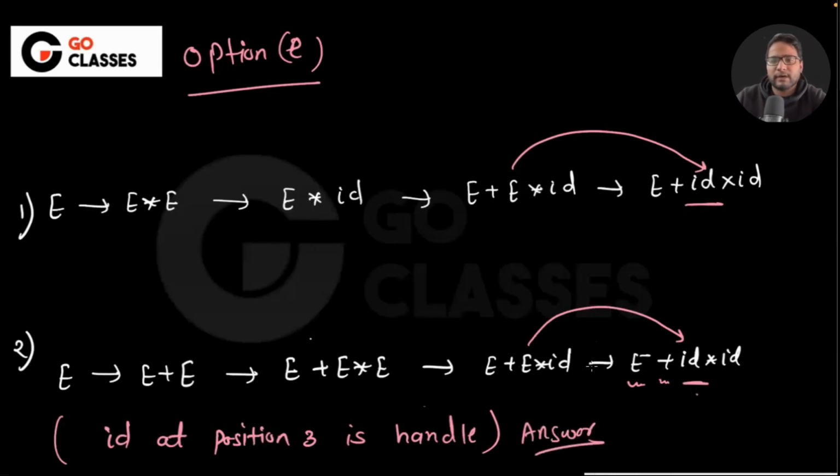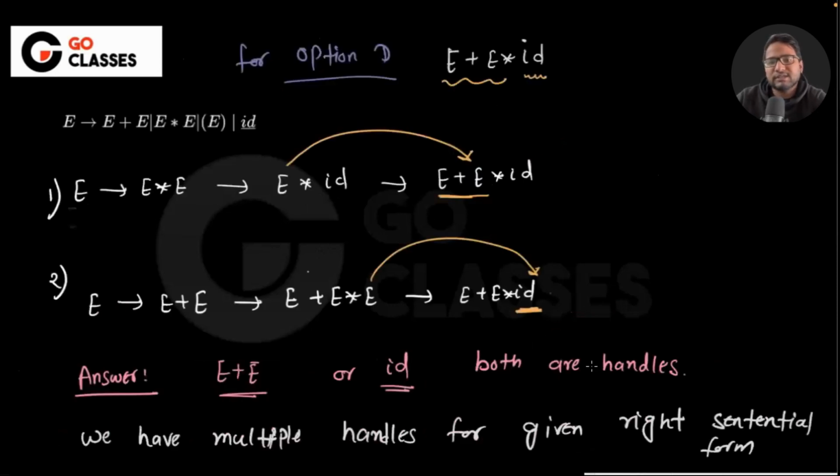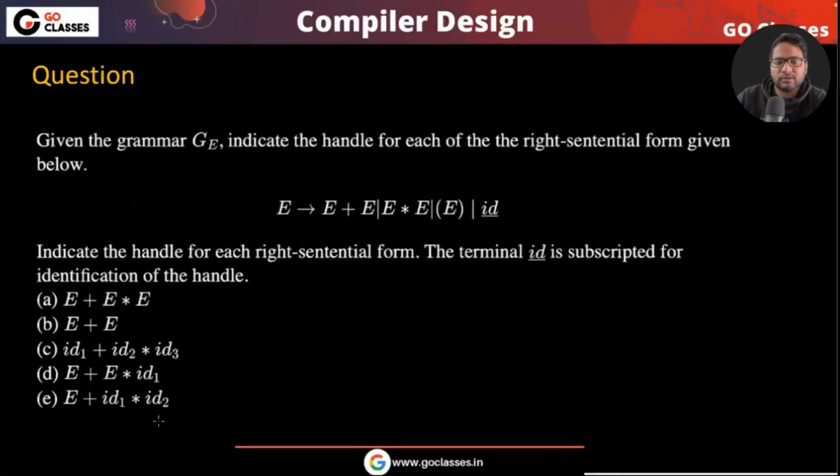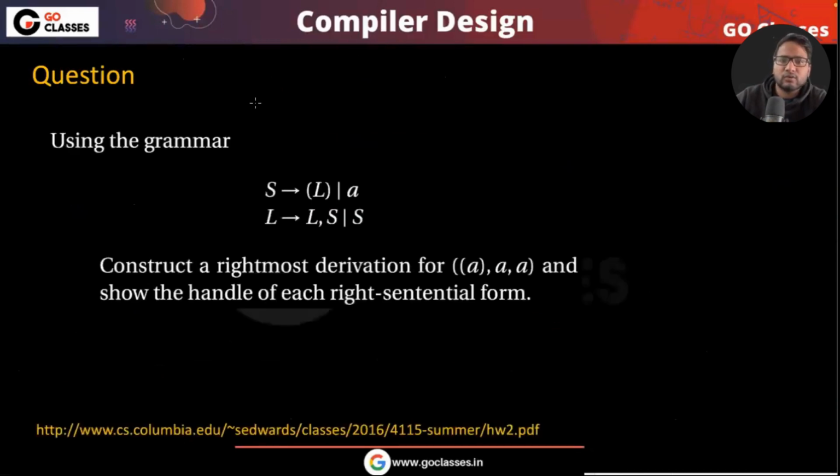But there could be multiple handles also. In ambiguous grammar, there could be multiple handles. That's my point: sometimes we have one handle for some string, sometimes we might have multiple handles, if the grammar is ambiguous. Is this fine? Let me know if you have understood all of these options. Easy only, you just need to drive it and see what is happening. Okay, let's go to the next question.